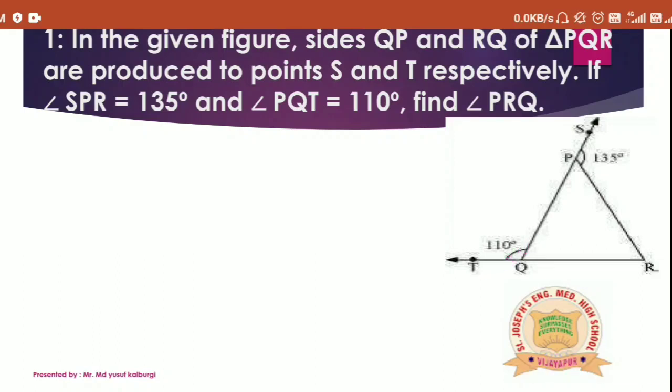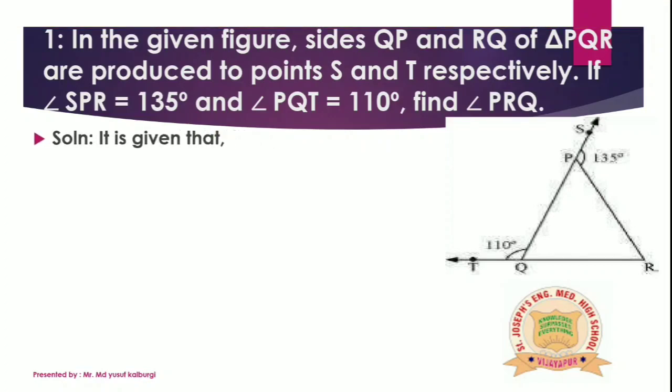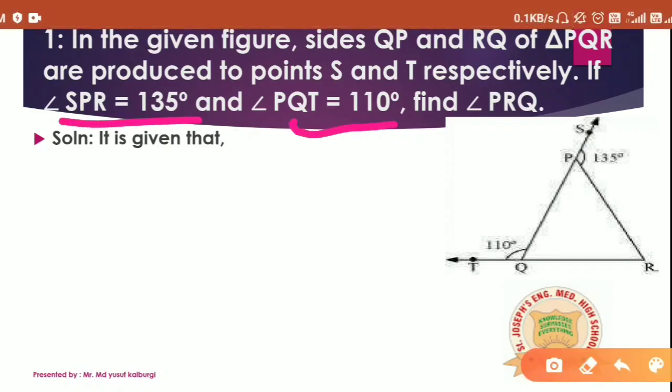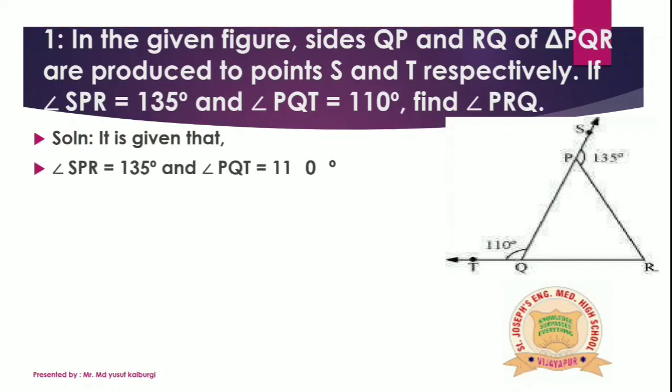Okay, we have written it. So what do we need to find? We need to find angle PRQ. This angle we are going to find out. So how to find it out? Let us solve. Given: two angles have been given, SPR is 135 degrees and PQT is equal to 110 degrees. So let us write that first.